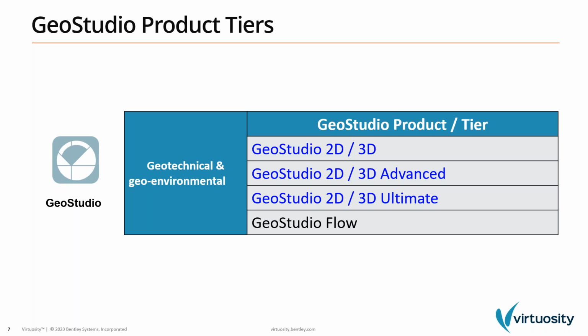GeoStudio Flow offers a range of numerical analysis tools for simulating geoenvironmental conditions above and below the ground surface. It can be used for a range of applications, including excavation and open pit mines, dewatering systems, earthen dams and levees, tailings storage facilities, and waste cover systems.